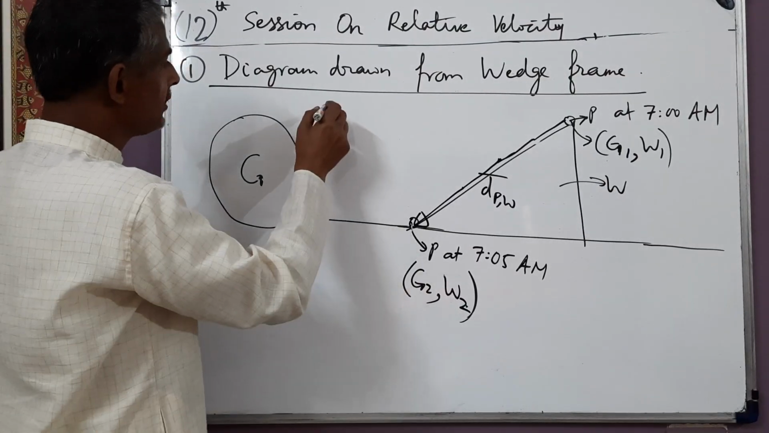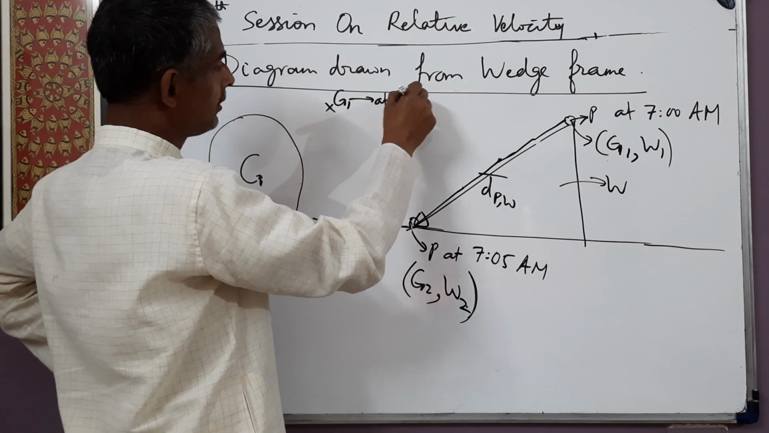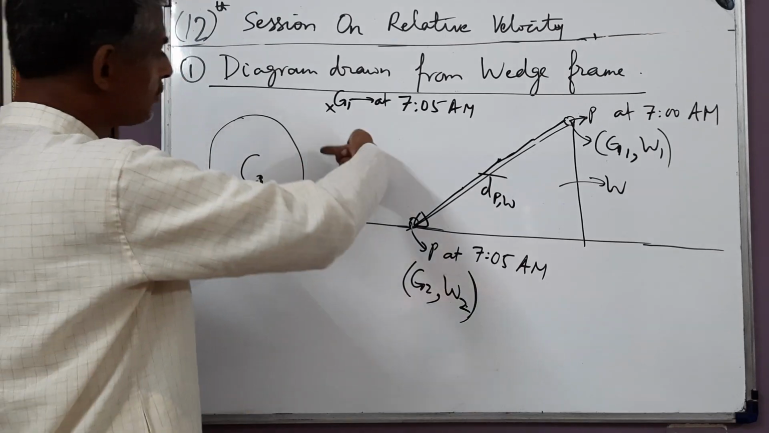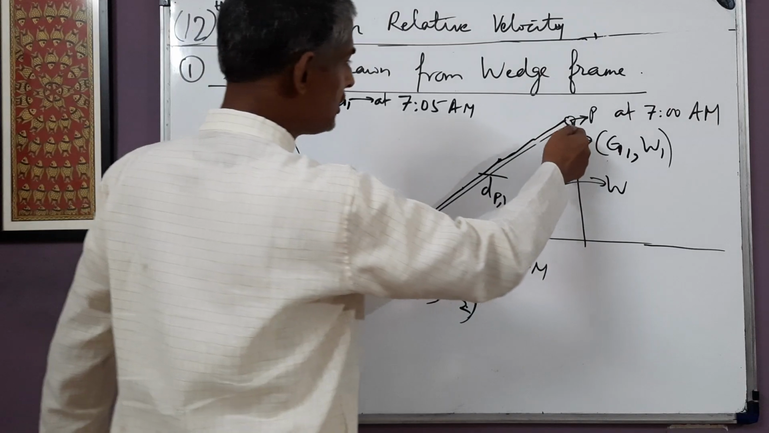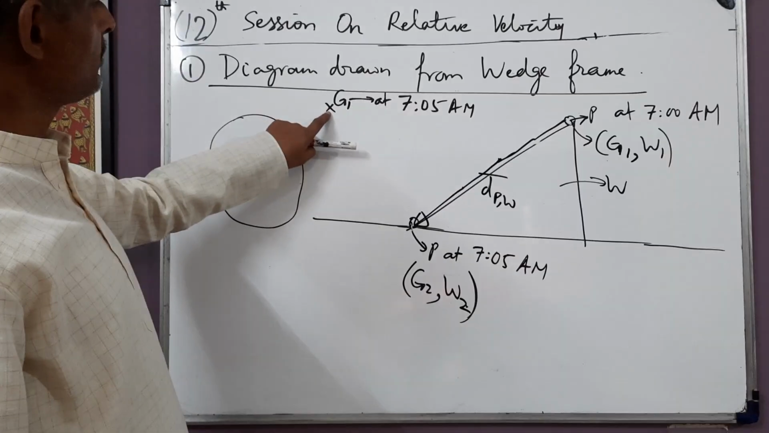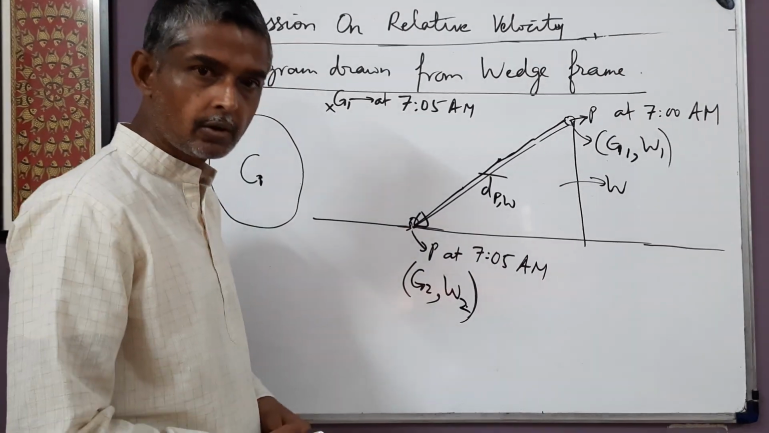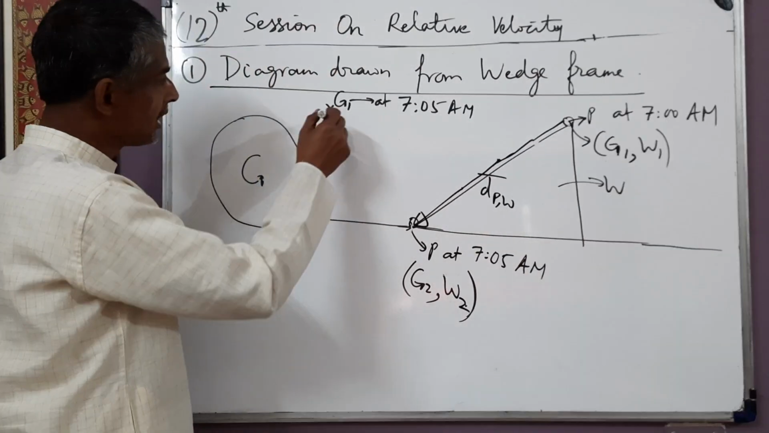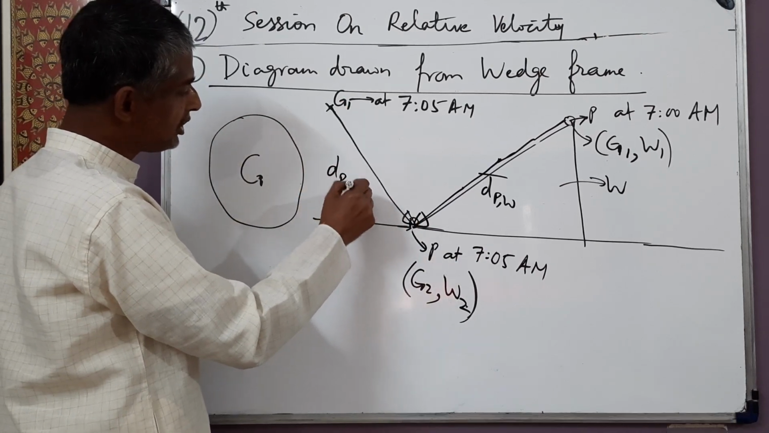So at 7:05 am, G1 will appear to be somewhere here, because with respect to the wedge the ground is moving leftward and G1 is rigidly connected to the ground. At 7:05 am G1 will appear to be at this location, and G2 will appear to be at this location. So the displacement of P with respect to the ground in the interval 7 am to 7:05 am will be from the initial location G1 to the final location G2, that is DPG.